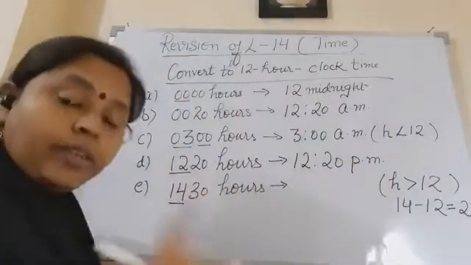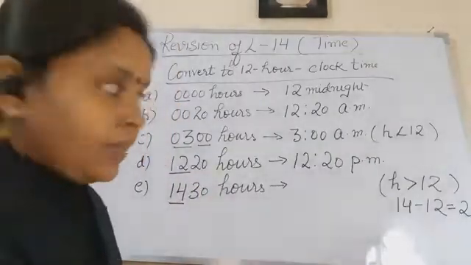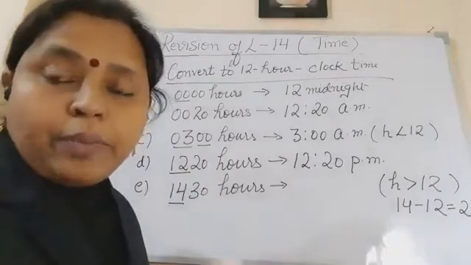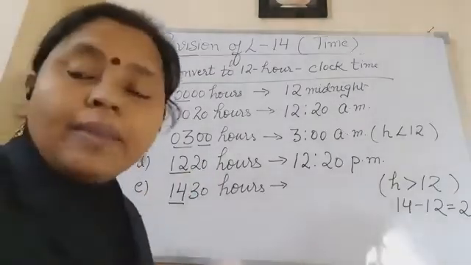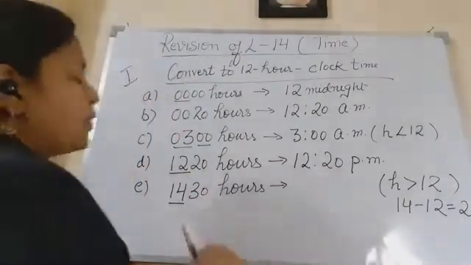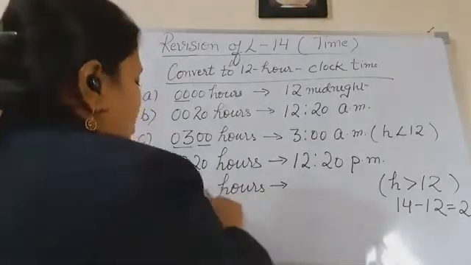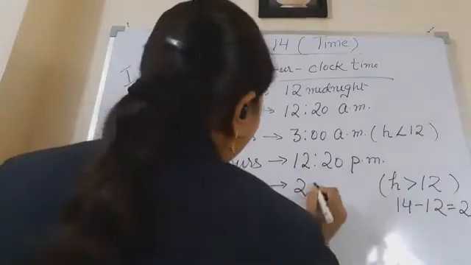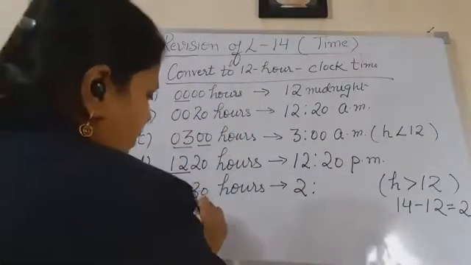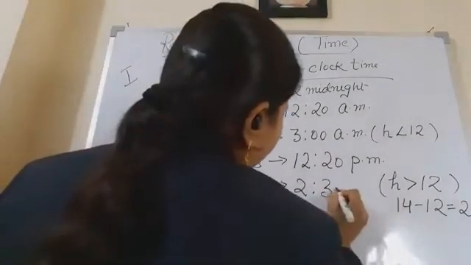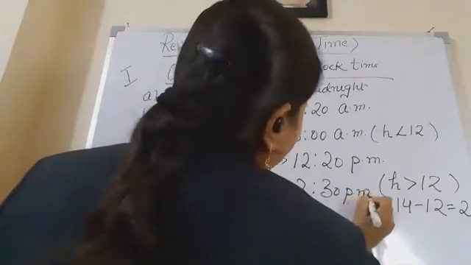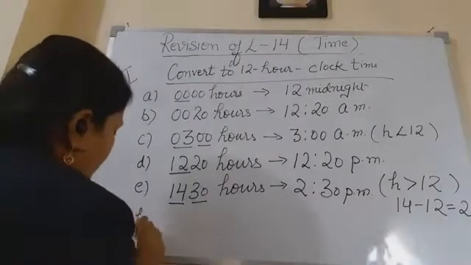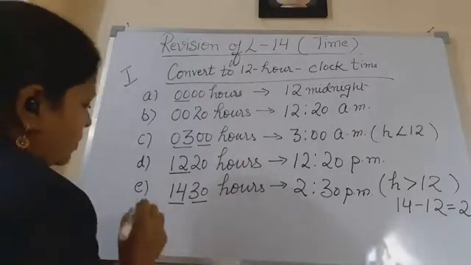Okay, and whenever the hour is more than 12, then you have to be clear in your mind that the time will be in PM, right? If it is more than 12. So the time is 2, minute is 30, right? So 2:30 p.m. I hope this point is clear to you. Let us do one more question or one more part of this question.